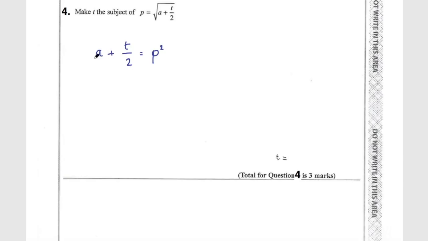Then I want to get rid of this a, so I need to subtract it from the right hand side. So I've got t over 2 equals p squared minus a. And then I need to get rid of this denominator here. So this is t divided by 2, so I need to multiply the right hand side by 2. So t is going to equal 2 times p squared minus a.